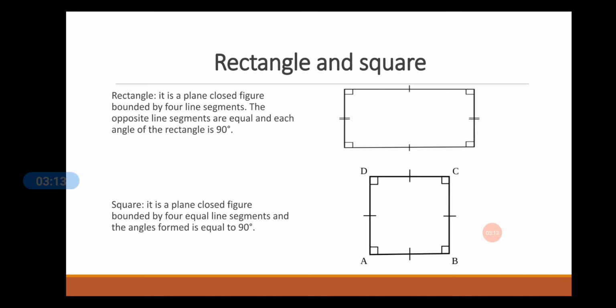Now, coming to the figure of a square. A square is also a closed figure which is bounded by 4 equal line segments. That is, the line segments which you find on the square, they are equal to each other. So all the 4 sides are equal to each other and the angles formed by these 4 sides, they are 90 degrees all. So this is a square.